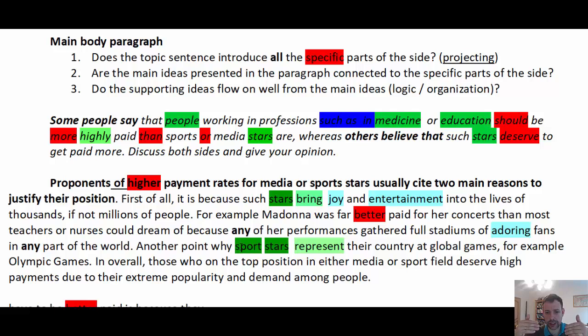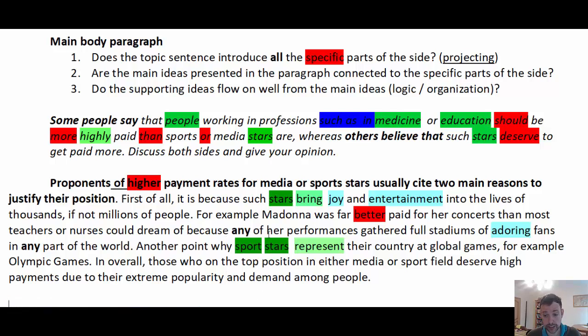When you say stars bring joy and entertainment into the lives of thousands, if not millions, you don't need to explain, this is good because if you bring them, it helps a lot of people. You don't need to explain it. If we look at sports stars represent their country at global games, in my opinion at least, there needs to be a little bit more detail, a little bit of information as to why this justifies the argument that they have to be paid more.